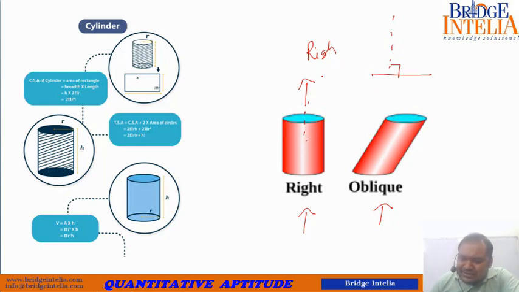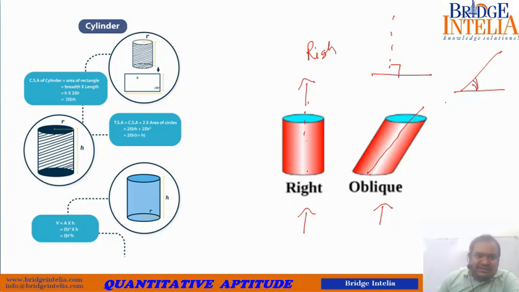That's why it is known as a right circular cylinder. Whereas in this case, this is the axis, and this axis is not making a 90-degree angle, so this will not be referred to as a right circular cylinder. And you know the basic formula of the cylinder.